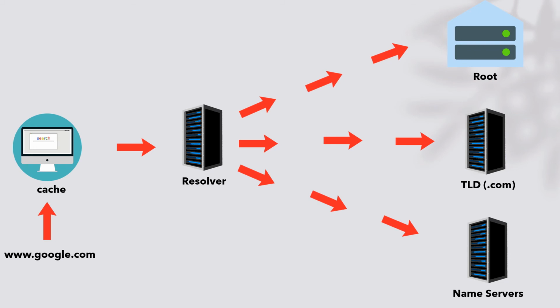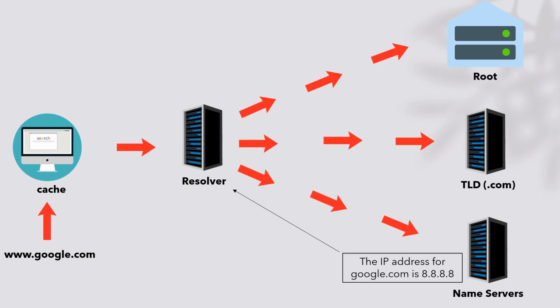So the authoritative name servers have the final say, as they are responsible primarily for this domain. So once the resolver server asks the authoritative name servers, do you have the IP address for google.com? The authoritative server would respond, yes, I do have the IP address for google.com. It will then provide us with the IP address for google.com. In this case, it's 8.8.8.8.